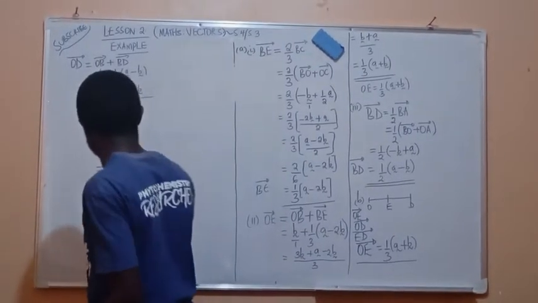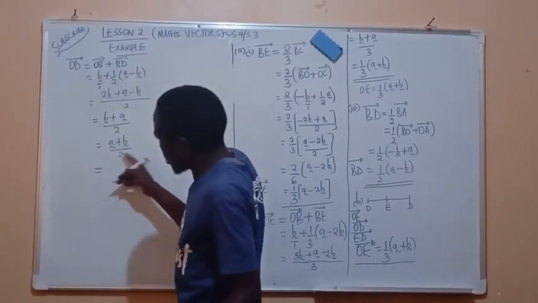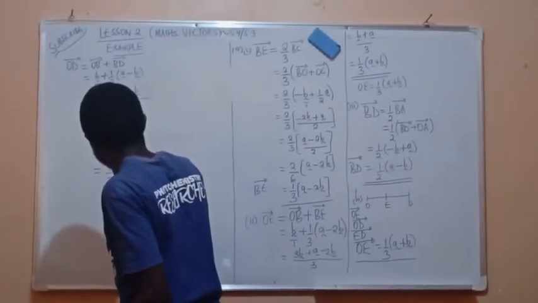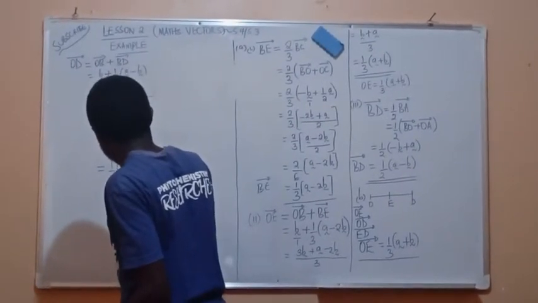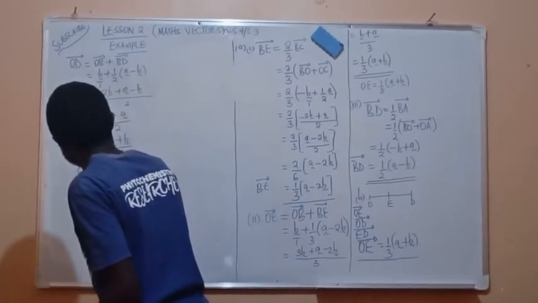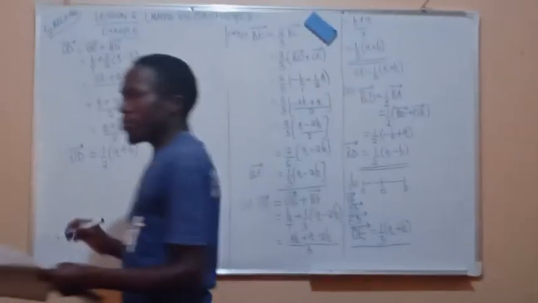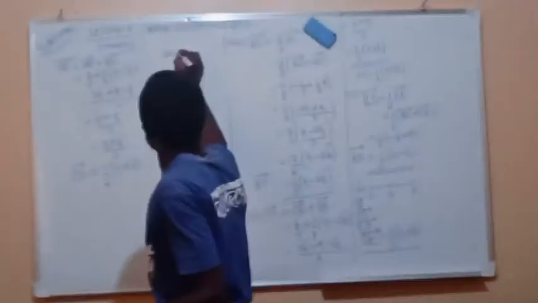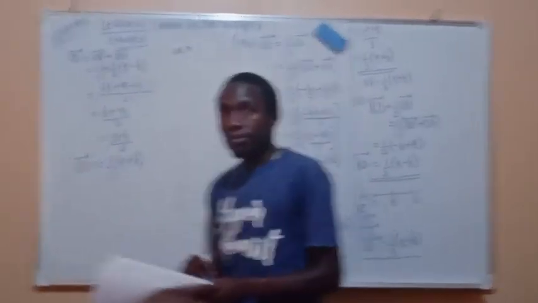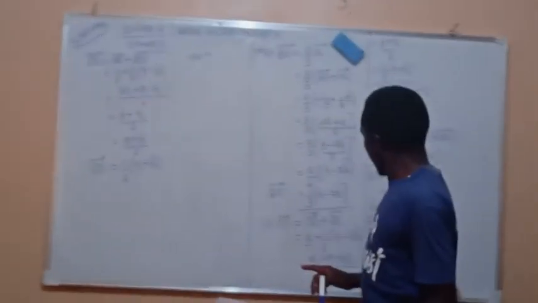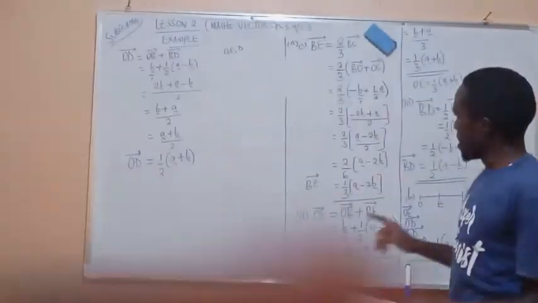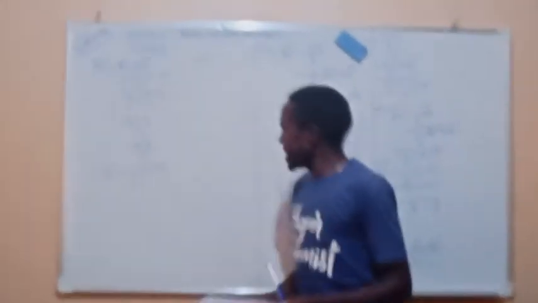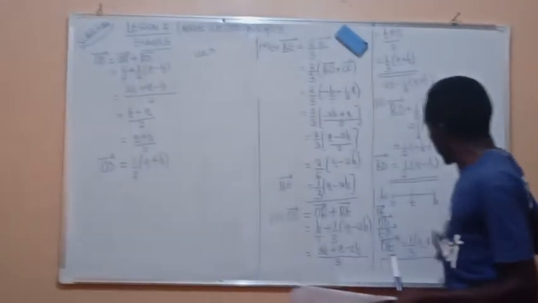But I can end up saying that since I'm dividing the whole thing by 2, then it is a half of vector A plus vector B. And I say that this is my OD. Remember, our question is, show that points O, E, and D are collinear or lie on a straight line. And I've already gotten my OE as a third of A plus B, and I've already gotten my OD as a half of A plus B. What does it mean? It means that the bracket is already the same.